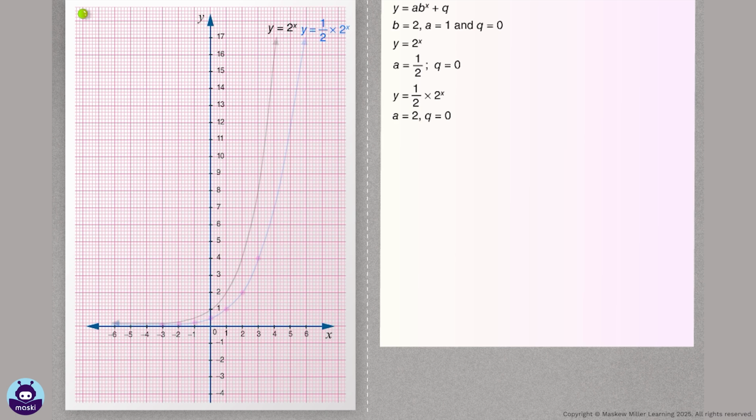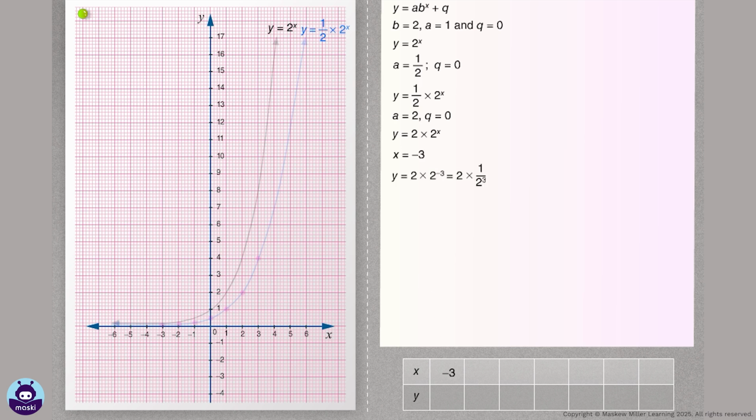The exponential function is y is equal to 2 times 2 to the power of x. We calculate the y values for different x values and tabulate the results. X equals negative 3. Y equals 2 times 2 to the power of negative 3 equals 2 times 1 over 2 to the power of 3, using the law of exponents that we studied earlier. Therefore, y is equal to 1 over 4. X is equal to negative 2. Y is equal to 2 times 2 to the power of negative 2 equals 2 times 1 over 2 to the power of 2 equals half.